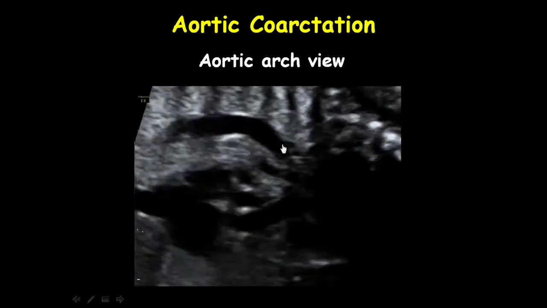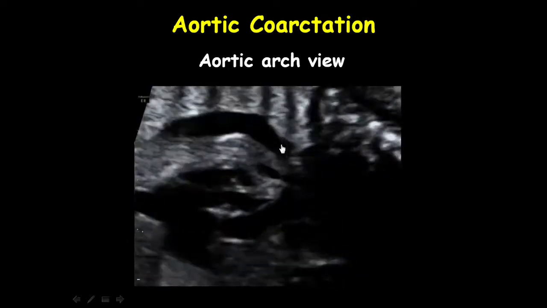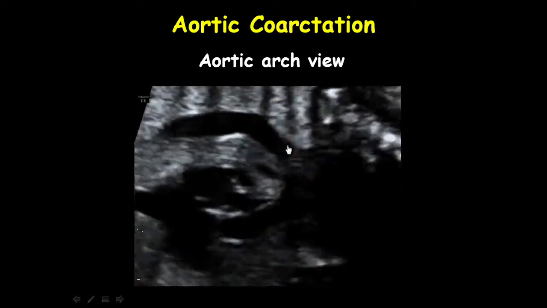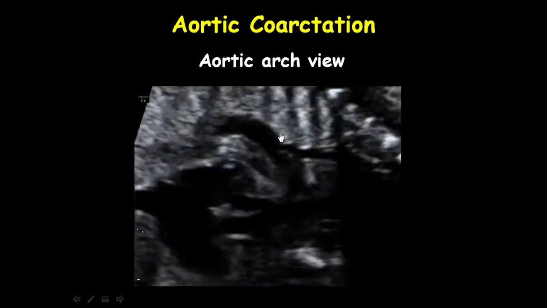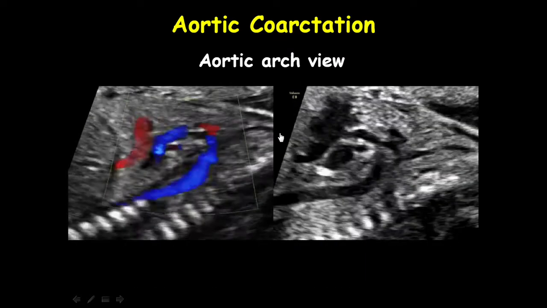Unfortunately, it cannot always be seen, and as soon as the ductus is widely open, it is not easy to get the slice that shows just the aortic arch without inclusion of a portion of the ductus arteriosus, which can mimic the normal appearance of the aortic arch in this view.